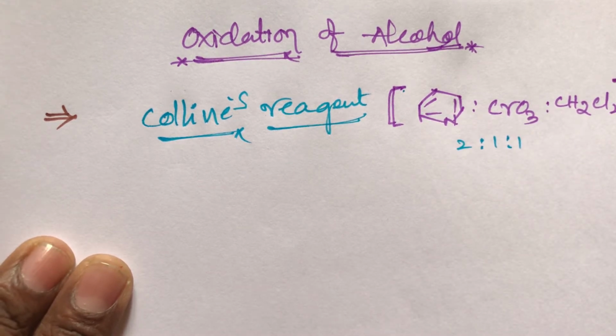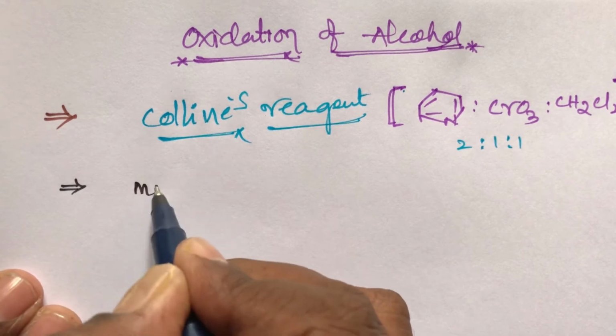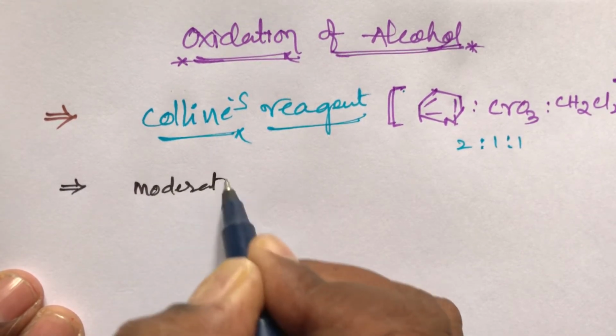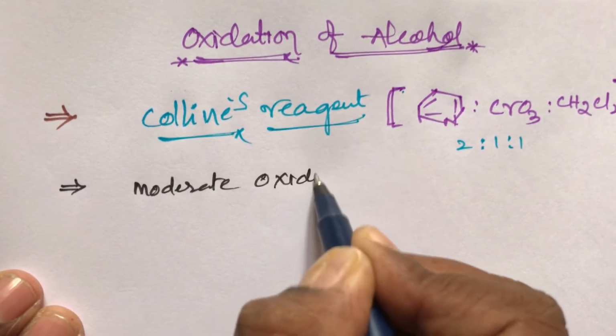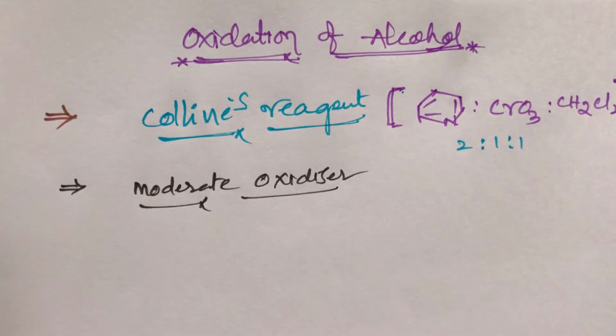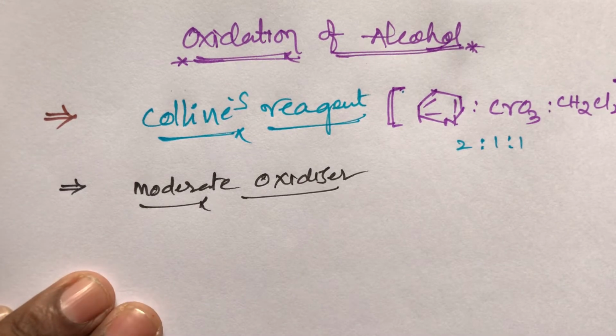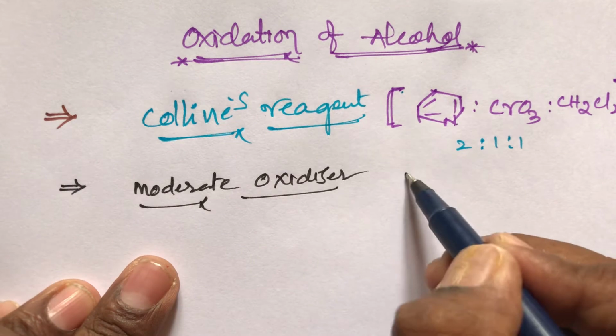What is the role of Collins reagent, student? This Collins reagent is a moderate oxidizer. Remember, student, Collins reagent is a moderate oxidizer. It can oxidize, and one more thing, it also acts as a dehydrogenating agent.